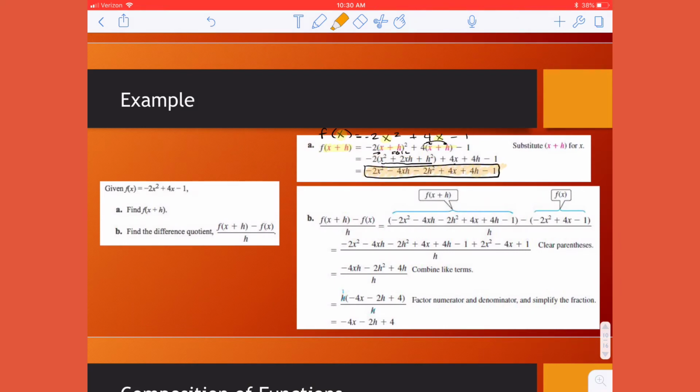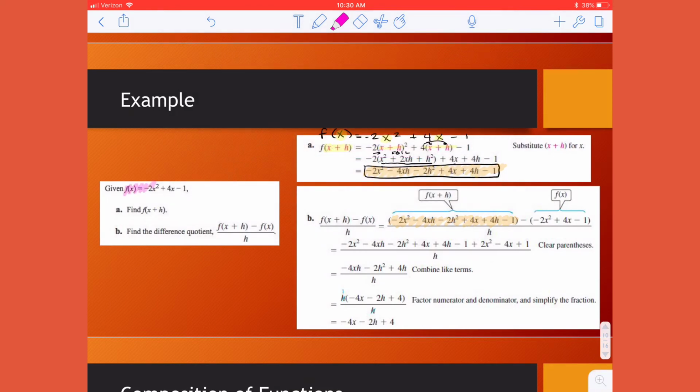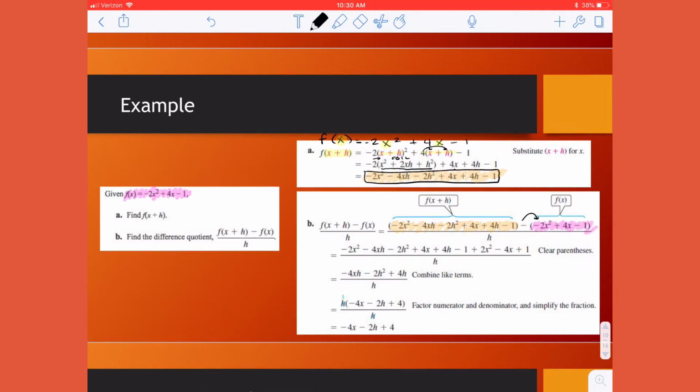So when I go to my difference quotient, I take that entire thing I just found. I subtract it from my f of x function, which we said is negative 2x squared plus 4x minus 1. So I have that right there. And I'm going to need to make sure that I distribute that negative to every term inside of that trinomial, which you see I've done on my next step. So I have now a plus 2x squared minus 4x plus 1.